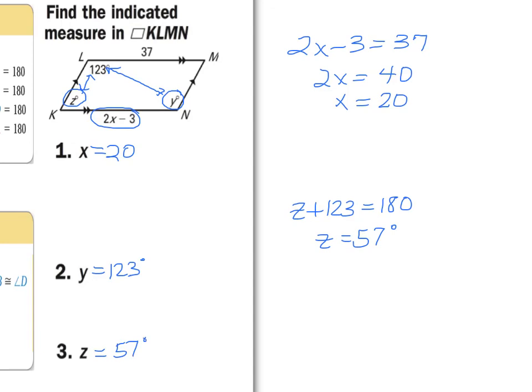Okay, so this concludes part 1 of section 6.2. We talk about parallelograms and the characteristics of a parallelogram and being able to find the different measures of angles and the different measures of sides and the length and the value of x.